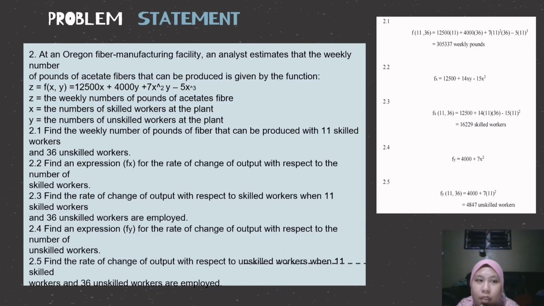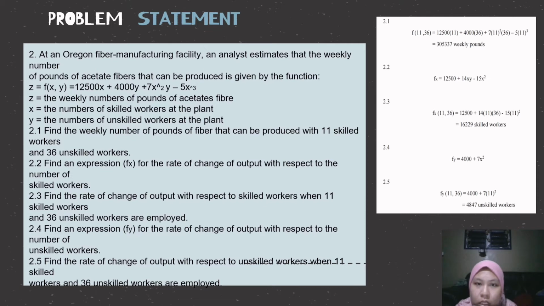Next, question 2: at an Oregon fiber manufacturing facility, an analyst estimates that the weekly number of pounds of acetate fibers that can be produced is given by the function z equals f(x,y) equals 12,500x plus 4,000y plus 7x squared y minus 5x cubed. So z is the weekly number of pounds of acetate fibers, x is the number of skilled workers at the plant, and y is the number of unskilled workers at the plant. Question 2.1 is to find the weekly number of pounds of fiber that can be produced with 11 skilled workers and 36 unskilled workers.